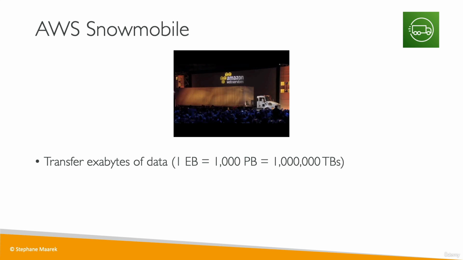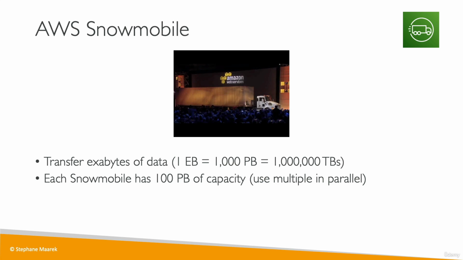And so with the Snowmobile, you can transfer exabytes of data. So 1 exabyte is 1,000 petabytes is 1 million terabytes. And each Snowmobile will have 100 petabytes of capacity. So if you wanted to reach 1 exabyte of data, you need to order 10 Snowmobiles.